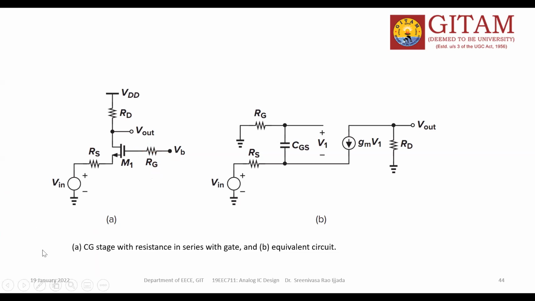So understand my argument? Earlier this RG value was how much? 0, which means we are not taking any gate resistance in series with the gate. But now, because biasing circuits are already connected to the circuit and biasing is required, some finite amount of resistance becomes in series with the gate. So that I am going to add here.